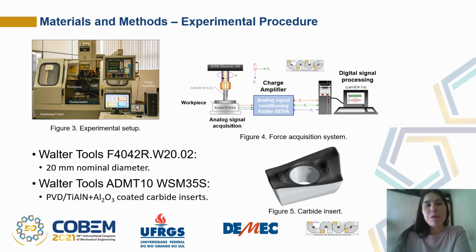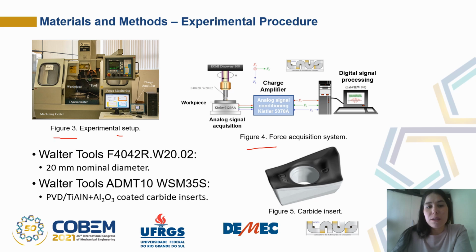The end milling was performed on a Romi Discovery 308. During the machining, a fluid was used in the abundance condition. In total, 634 runs were performed using different combinations. Figure 3 shows the experiment setup. Figure 4 shows the force acquisition system, during which the orthogonal components were collected according to the image.